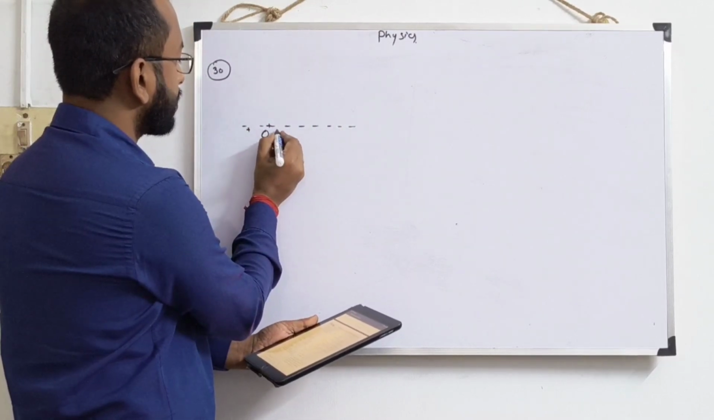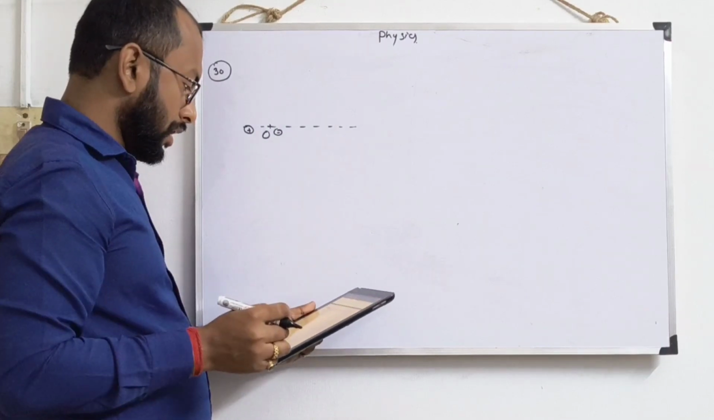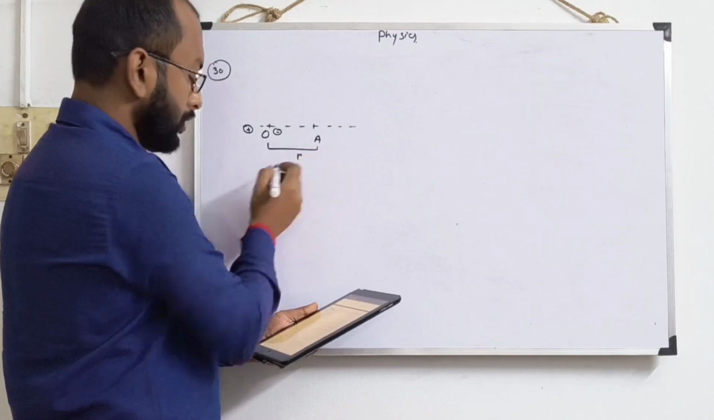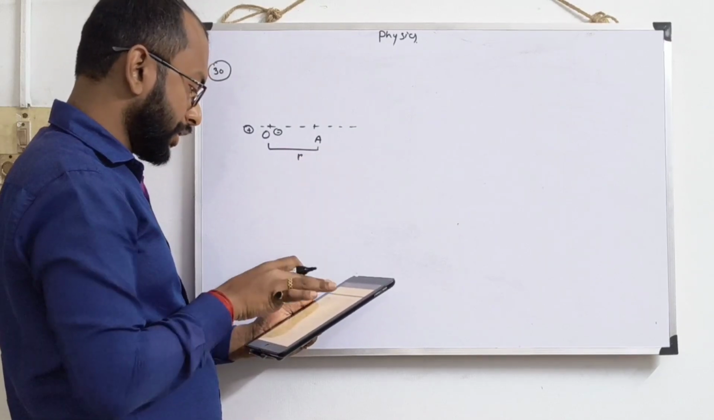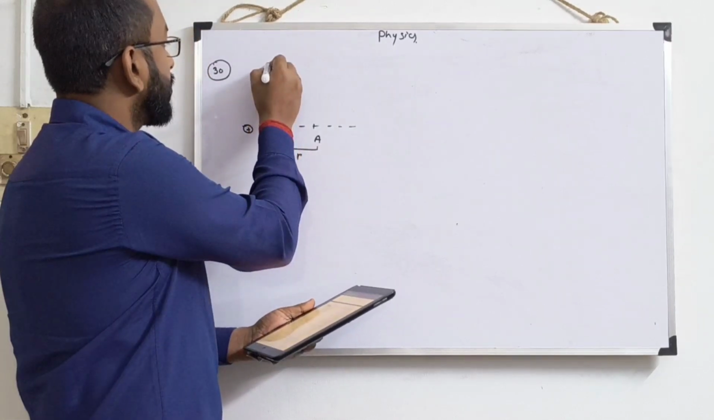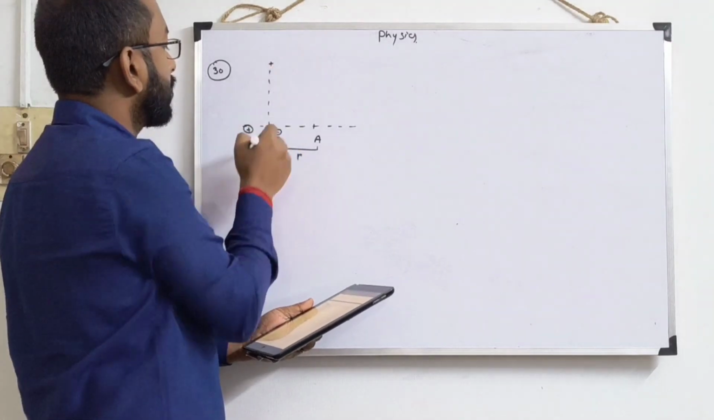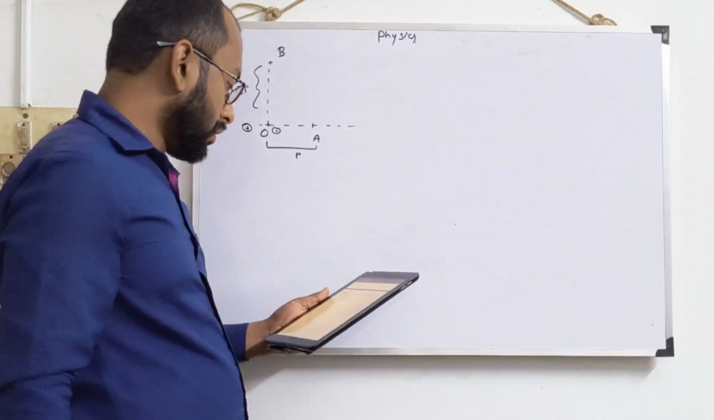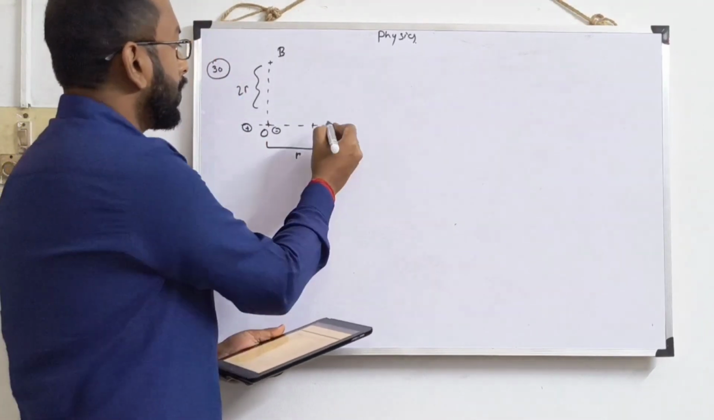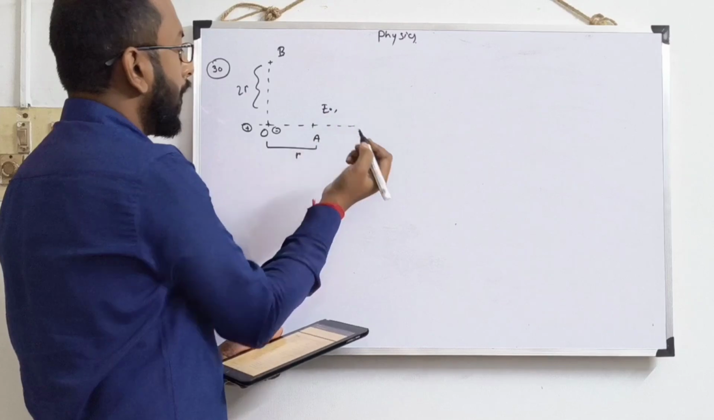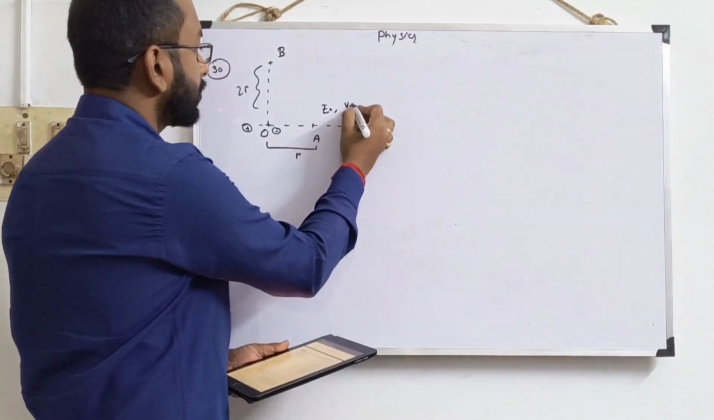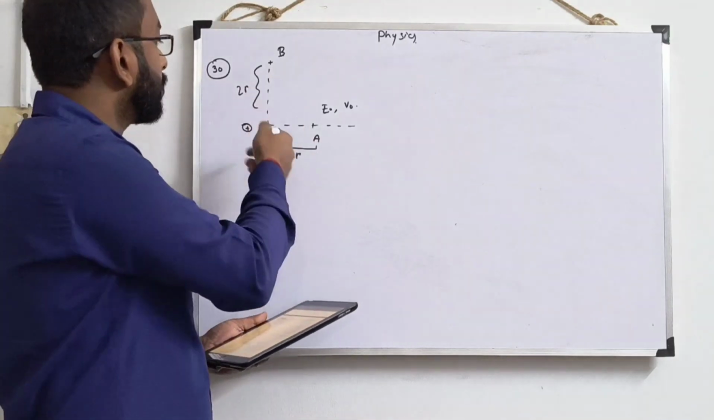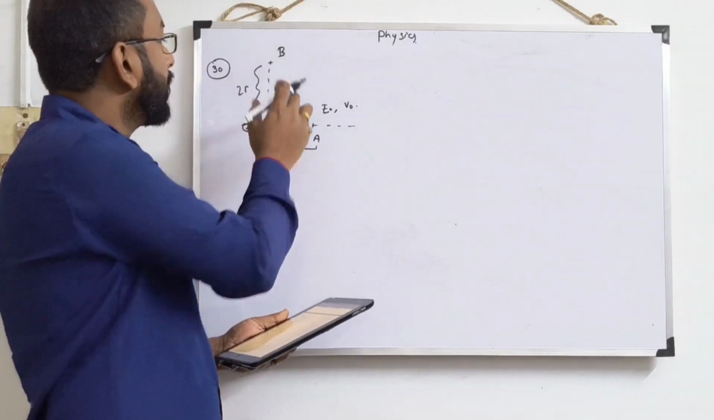So let's say it's plus minus, its axis is like this. This is point A, that is at R distance from the dipole, and that is the axial point. And point B is situated at the perpendicular bisector of the dipole, that is at 2R distance. So at A, the electric field is E0 and potential is V0. Okay, you have to find out the electric field and the potential at point B in terms of E0 and V0.